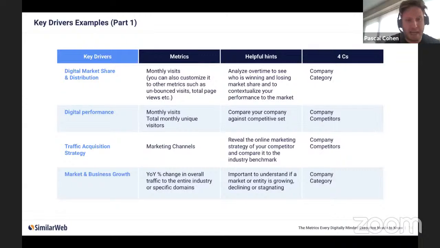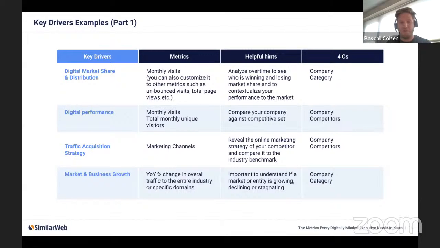And last on the slide, market and business growth. At the end of the day, this is a super important key driver, because once you understand your share of voice, you need to understand how the market is performing over time. For example, is the travel market recovering after COVID? Or what is happening with the home lending industry worldwide? Do we see an increase or a decrease in traffic to an industry? Very important, because you always need to contextualize your performance: you know your own data, but you don't know how you're performing against the rest of the world.